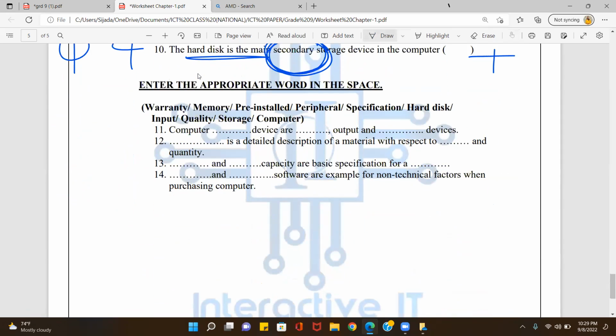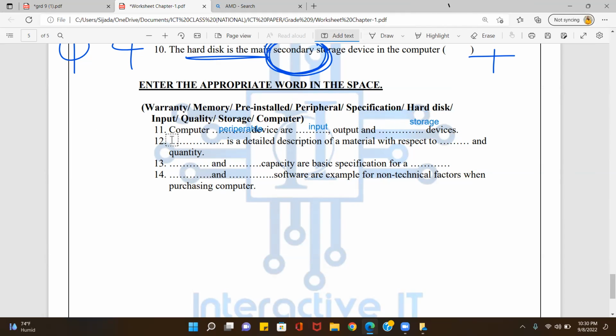And the last, fill in the blank. Computer blank devices are blank input blank devices. If you see computers, peripheral devices are classified as input, output, and storage. Peripheral devices means devices that are connected to a computer.